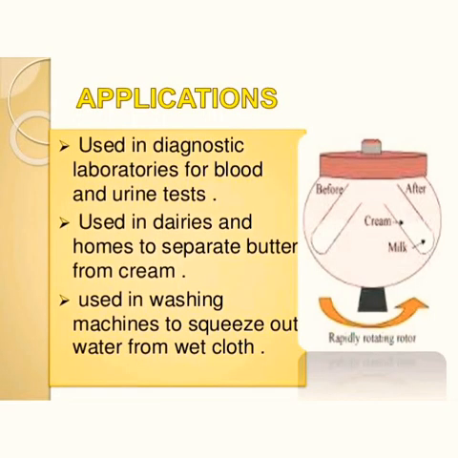Each separation technique has different applications. The important applications of centrifugation can be listed as follows. It is used in diagnostic laboratories for blood and urine tests, used in dairies and homes to separate butter from cream, and used in washing machines to squeeze out water from wet cloth. So, my dear students, we can just have a recollection of all the topics we studied today.